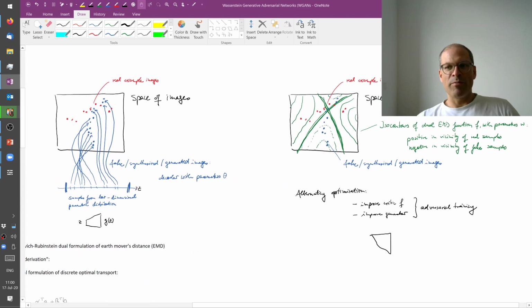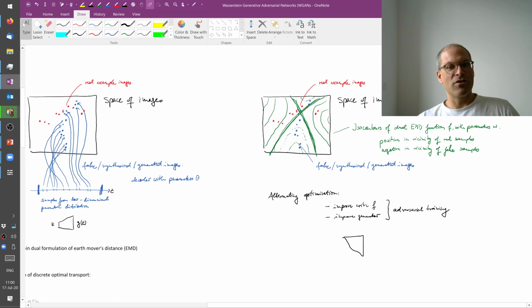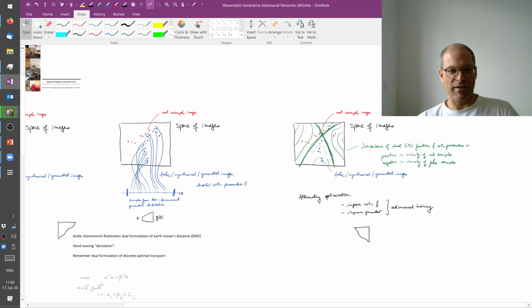This Earth mover's distance will be our criterion of how good the blue and the red cloud are overlapping. And so what Wasserstein GAN does is it, on the one hand, tries and improves the neural network that estimates the Earth mover's distance by means of this function f. And then given this function f, it tries to figure out how to change the parameters in the generator such that the overlap of the two classes will become stronger. Because we want the fake examples to have the same distribution as the real examples.